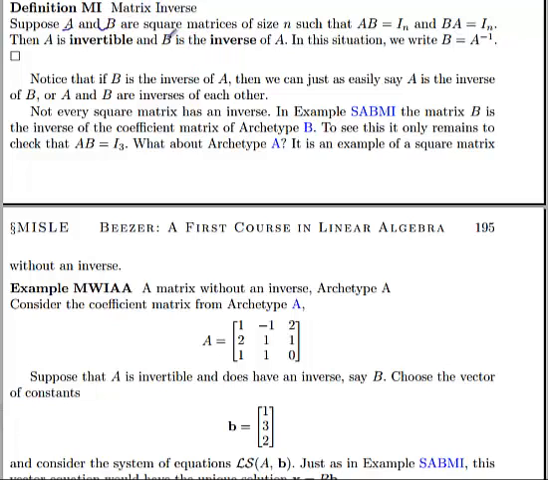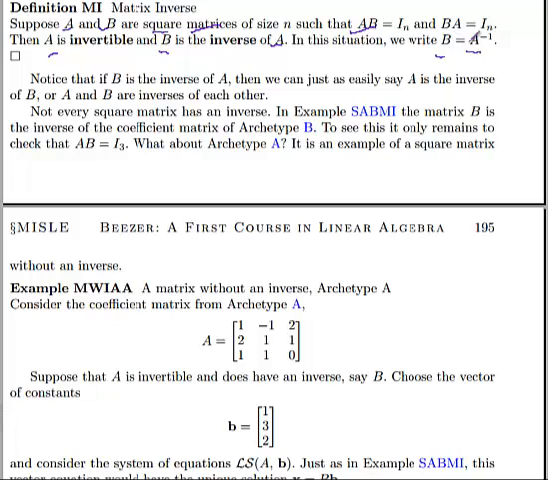Suppose A and B are square matrices, they have to be square, such that AB is the identity and BA is the identity. Now, the identity must have n rows and n columns, because we know that the identity has the number of rows of A and the number of columns of B, and both A and B are square matrices of size n. If this is true, then A is invertible, and B is the inverse of A. We write B is equal to A inverse.